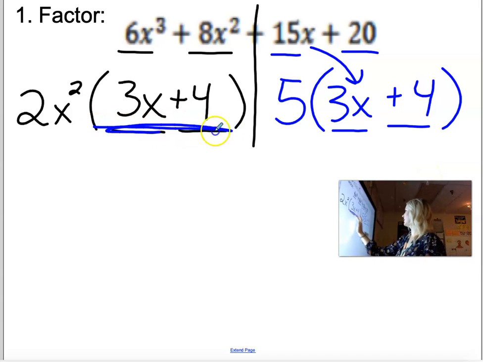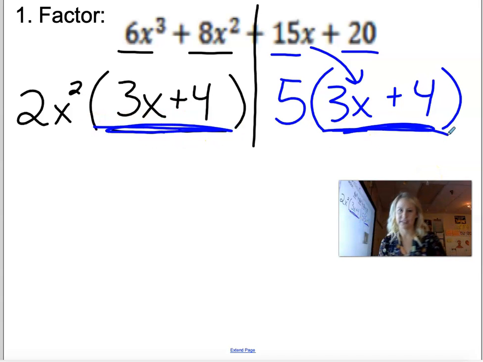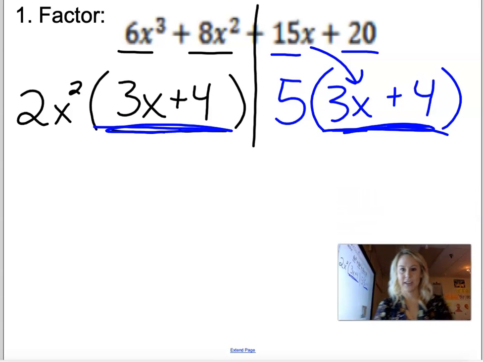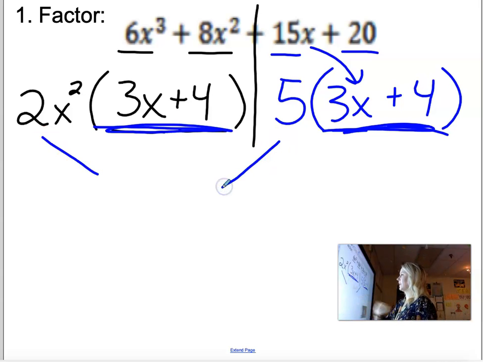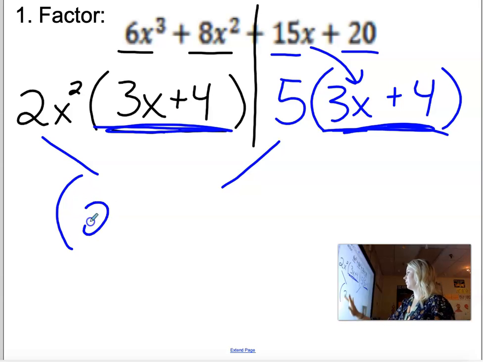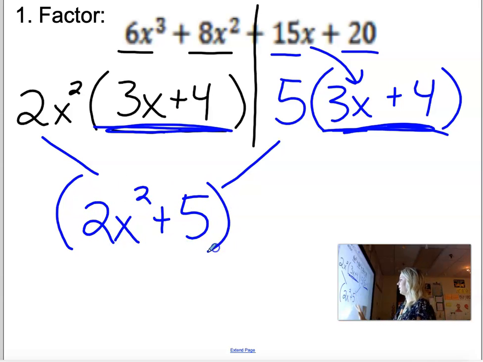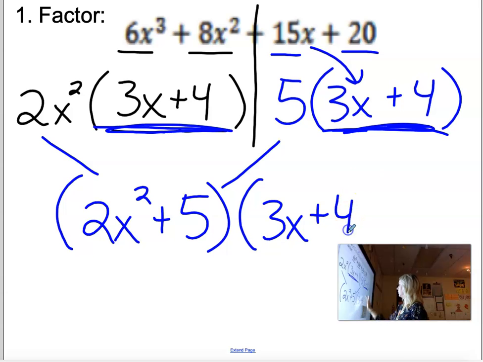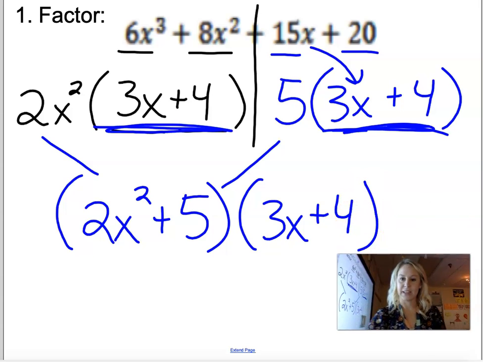Well, hopefully you guys notice that this second parenthesis is the exact same, and that will always be the case, which is nice. If it's not, you've done something wrong. Okay, so how we write our final answer, you're going to take your 2 outside GCFs, and you're going to give them their own parenthesis, and that 5 was a positive 5. And then you're just going to rewrite this last term once, 3x plus 4. Okay, and this is our answer.